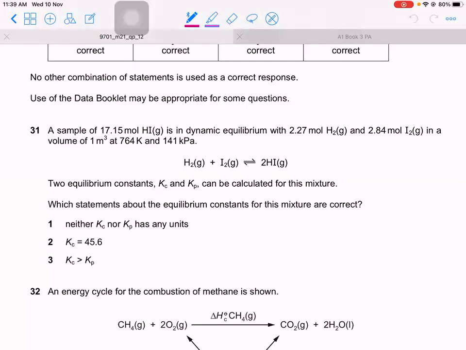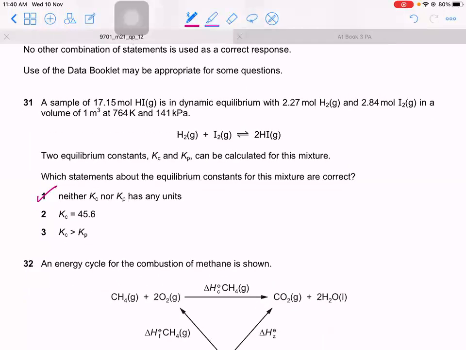Units. So you see for Kc, it would be concentration of products, so it would be mole per dm cube squared upon mole per dm cube for this, mole per dm cube for this. That is also mole per dm cube squared. So the units cancel out, no units. And likewise, if you have pressure, it will be the same thing. Clear? Now let's see. A sample of this much is in dynamic equilibrium.